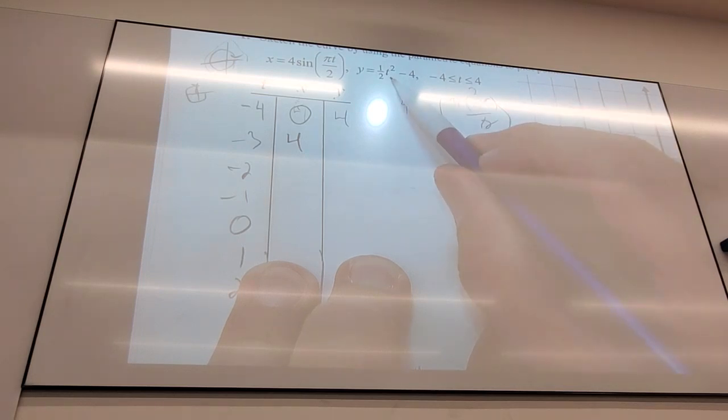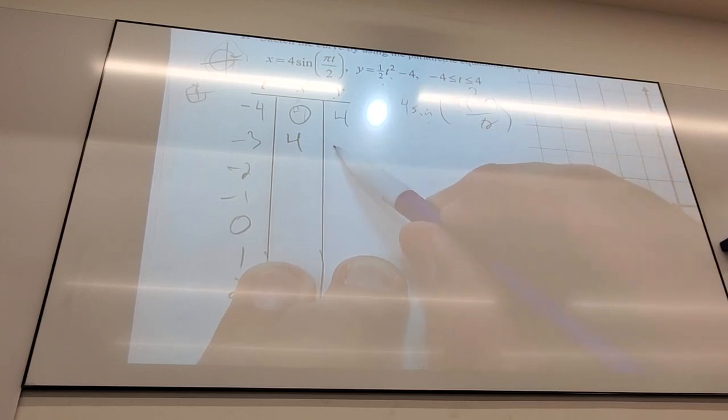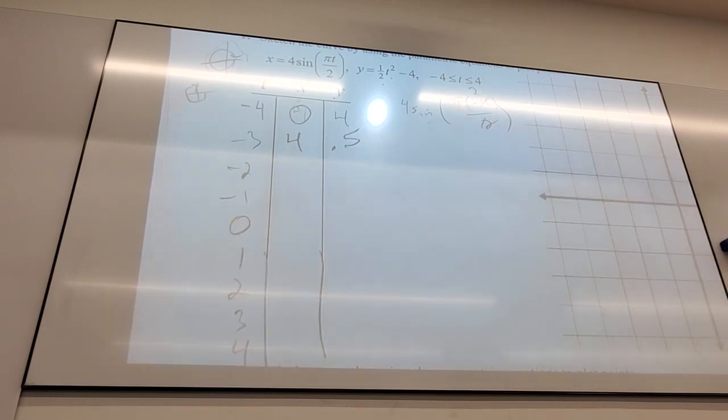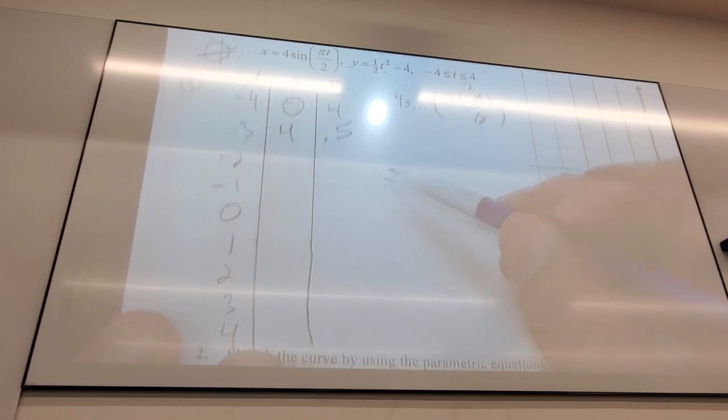When I put a -3 in here, you should be able to do this without a calculator. -3 squared is 9. 9 cut in half is 4.5. Minus 4 is 1/2. Right? You don't need those stinking calculators. There it is. You guys all with me? I'll show you something kind of cool in a minute after I force you to go through this.